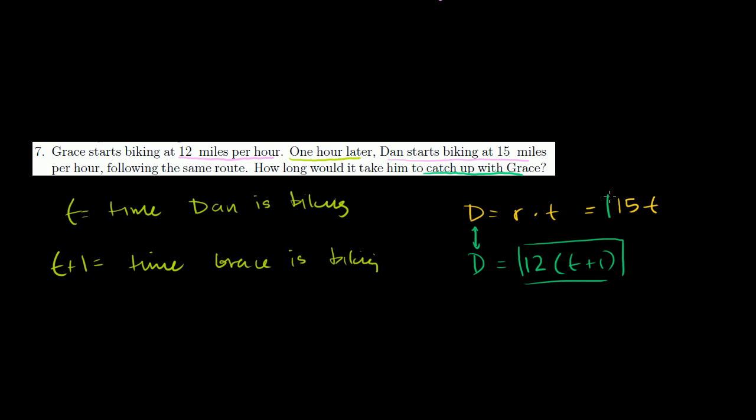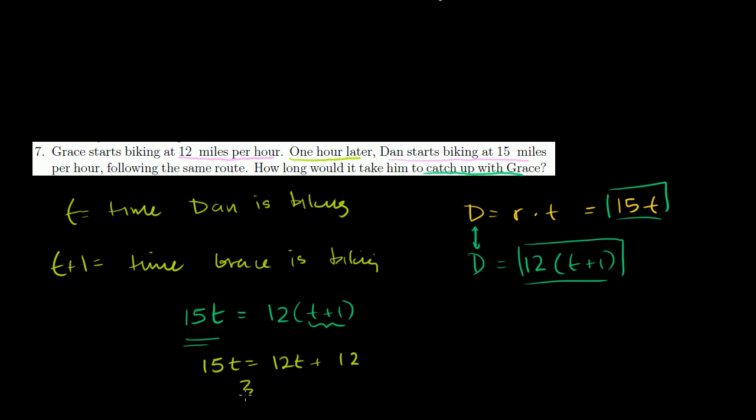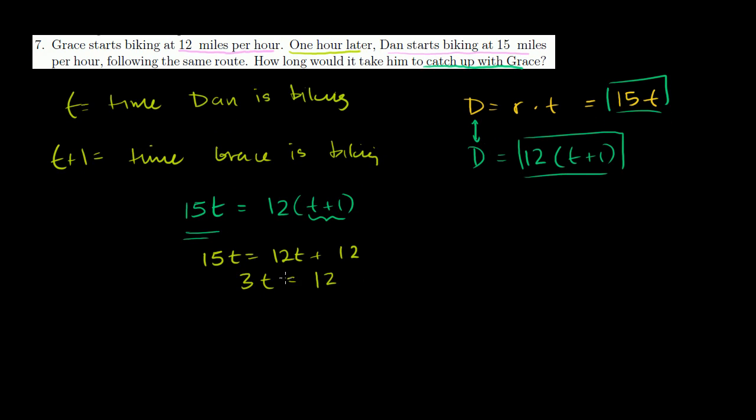So we just have to set these two equal to each other. So you get 15t, which is how far Dan has been riding his bike, is equal to 12 times t plus 1, which is how far Grace has ridden her bike. And remember, her time is always going to be 1 hour more than Dan's. So let's solve for time. 15t is equal to 12t plus 12. If we subtract 12t from both sides, you get 3t is equal to 12. Divide both sides by 3. You get t is equal to 4. So after Dan has been riding for 4 hours, he will catch up with Grace.